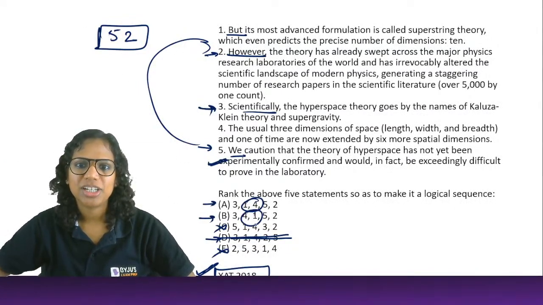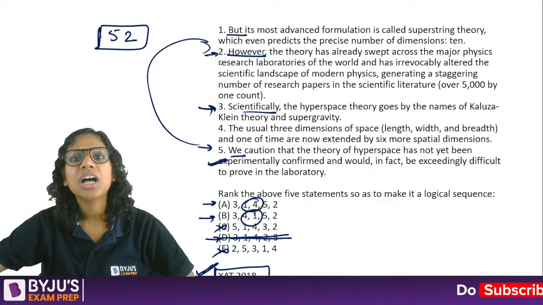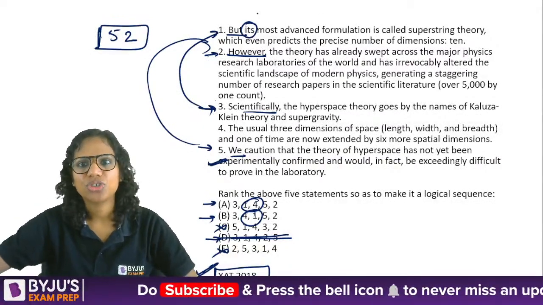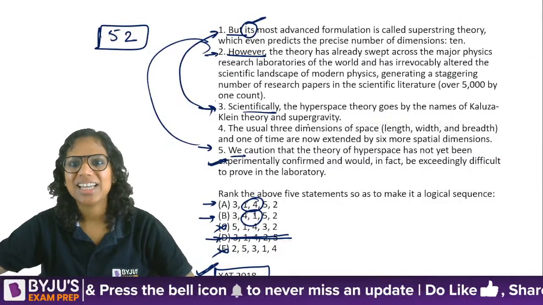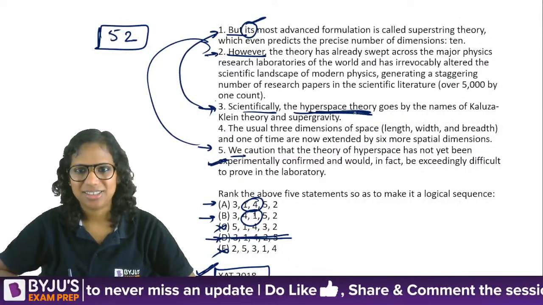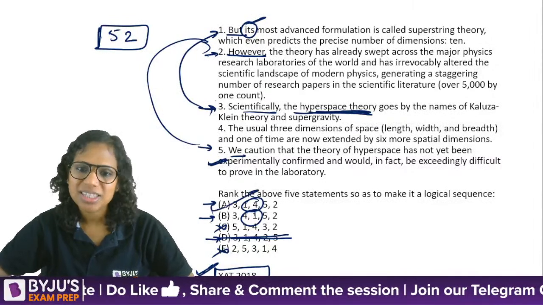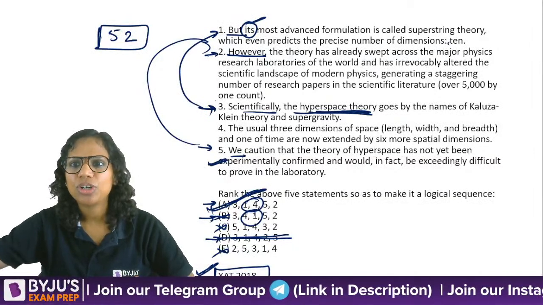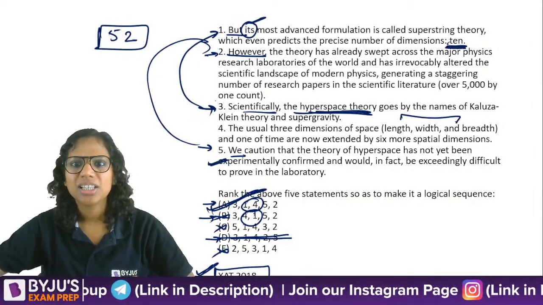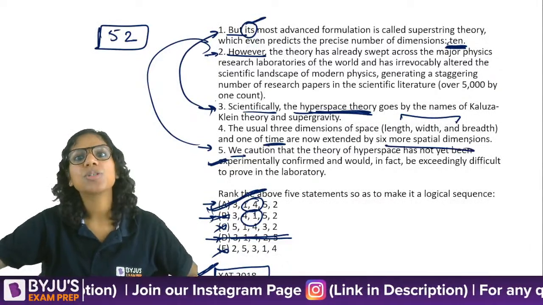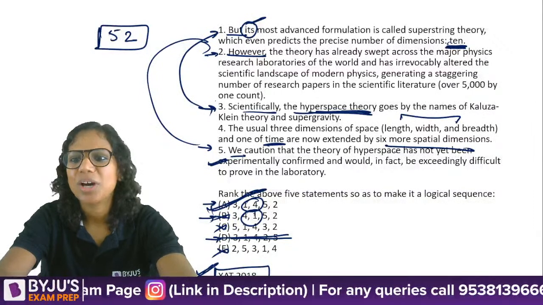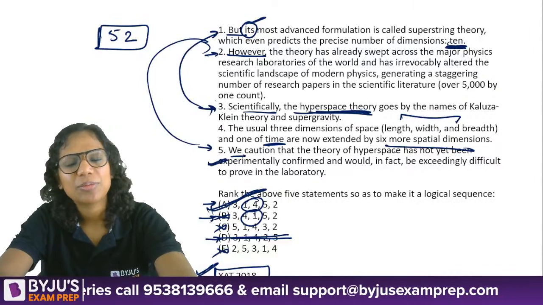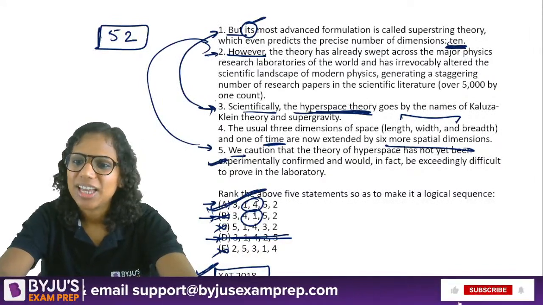Now it's just a matter of identifying 4, 1 and 1, 4. So 3 relates to 1, but its most advanced formulation. Whose most advanced formulation? That of hyperspace theory. So 3 and 1 is a clear pair. The answer is A and not B. Then we elaborate on how these are 10 dimensions. Usual 3, and 1 is of time. Now there are 6 more spatial dimensions. So 4 elaborates 1, right? Perfect. 3, 1 is a pair, 5, 2 is a pair, 4 elaborates 1, so 1, 4 becomes a pair. And we are done with this question.